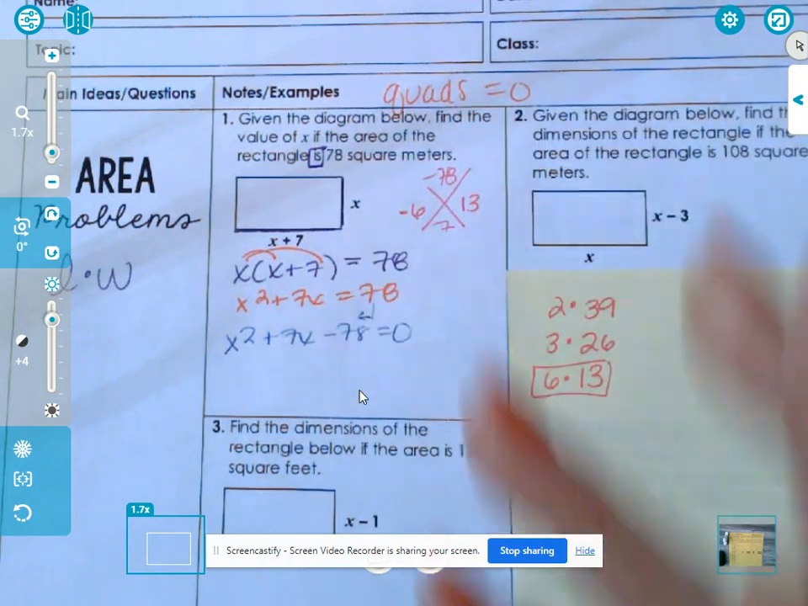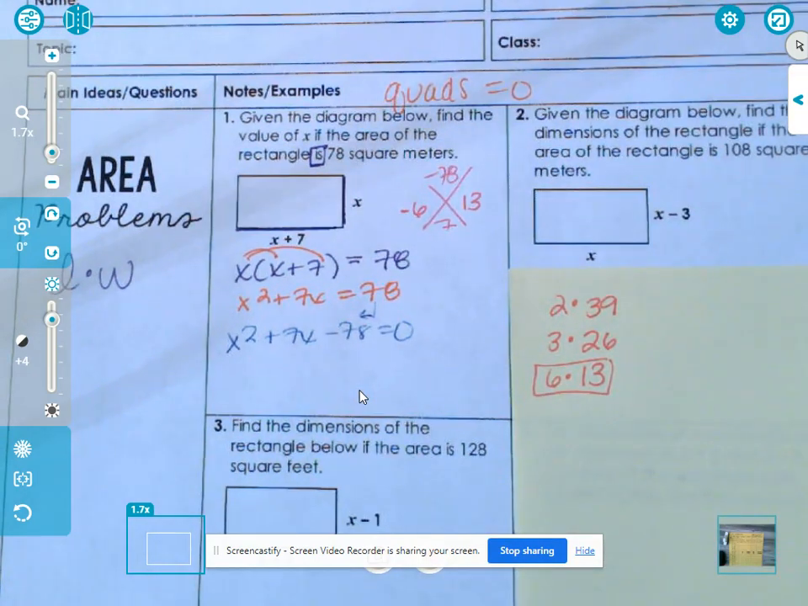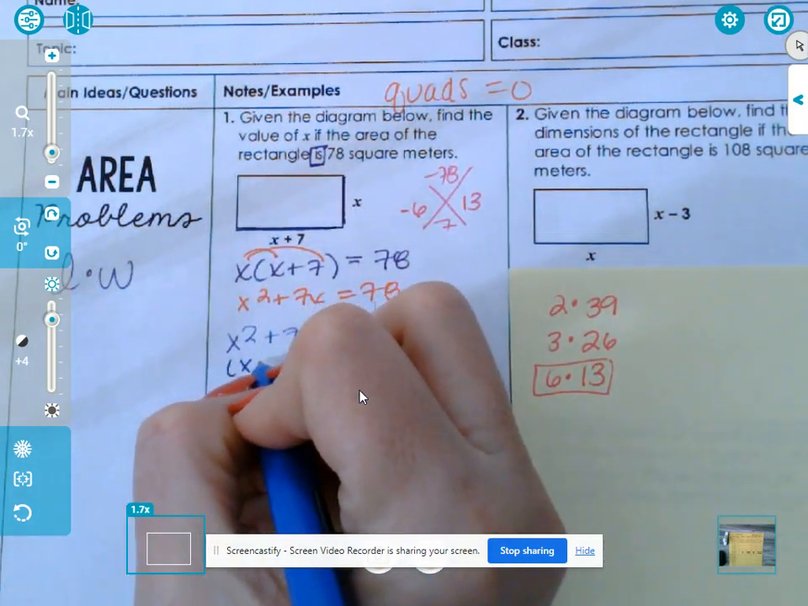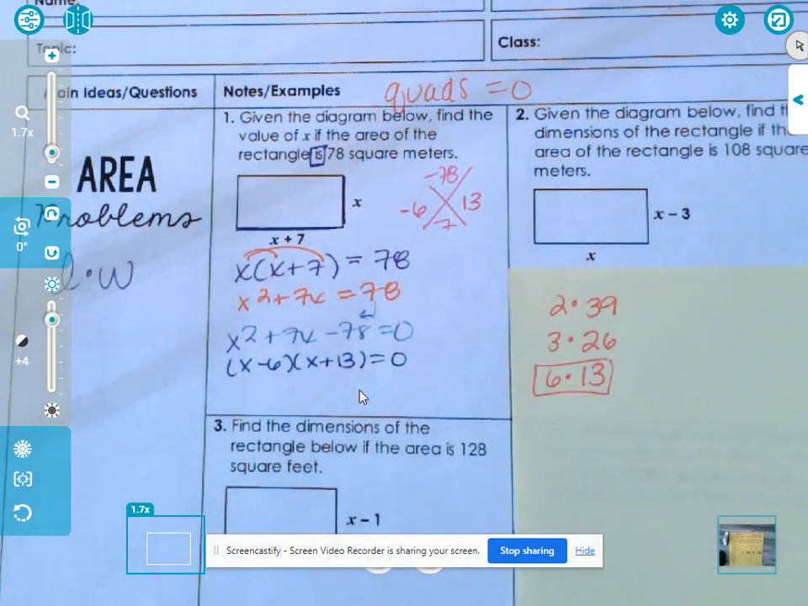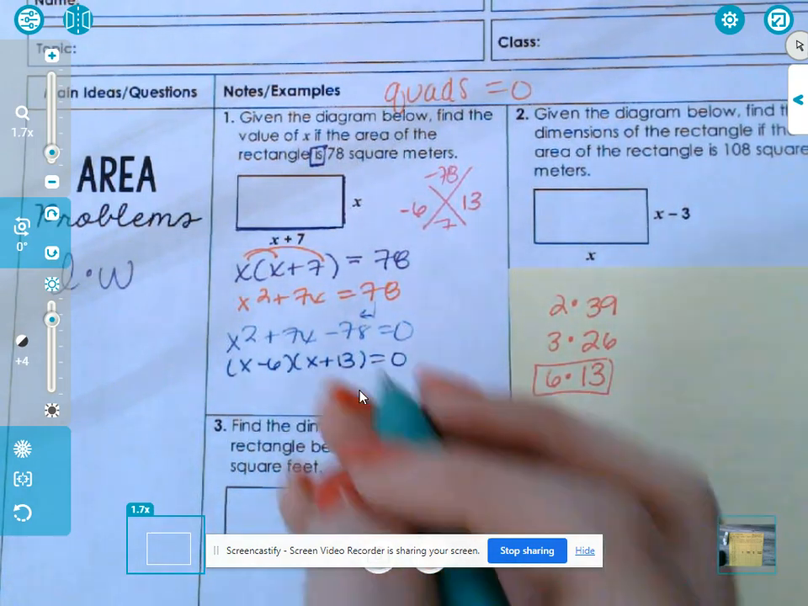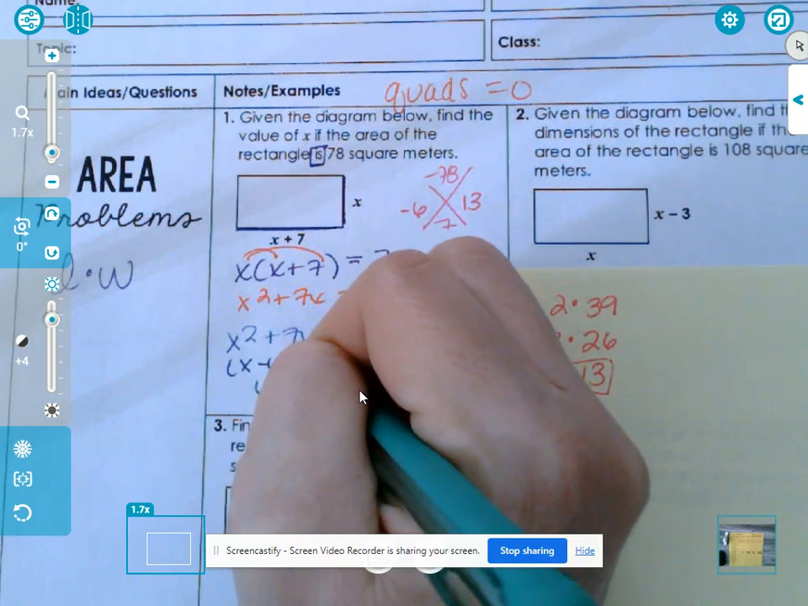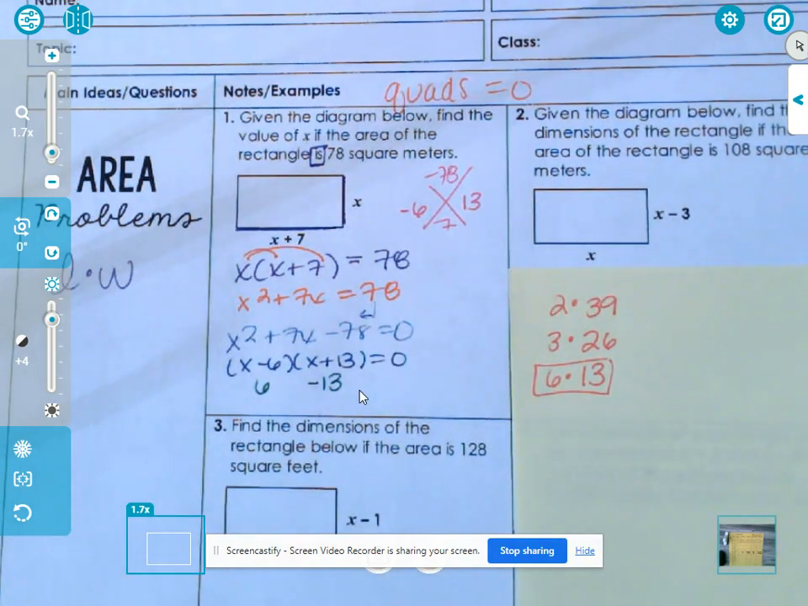So I'm going to have a 6 on one side, a 13 on the other. If I need a positive 7, then I'm going to need a negative 6. So that takes us to here: x minus 6 and x plus 13 is equal to 0. Then whenever we drop our factors out and solve, we get 6 and negative 13.